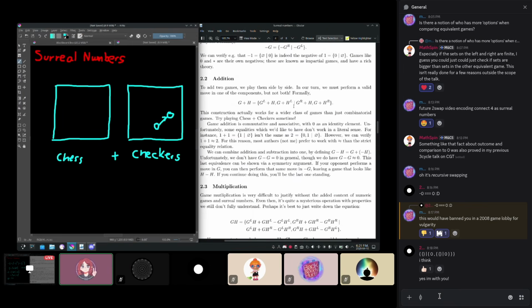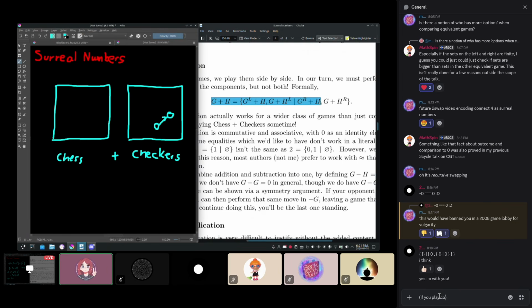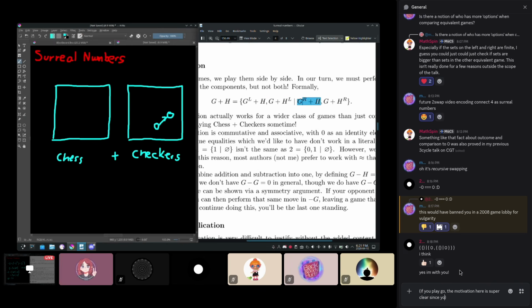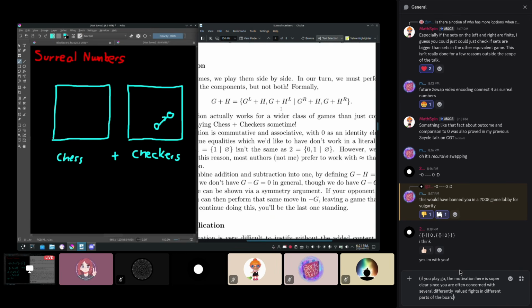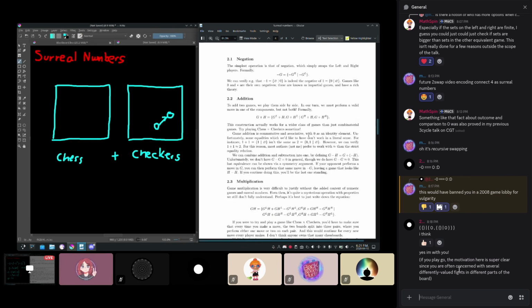And formally, if we write it down as an equation, we get this thing. The idea is that GL plus H just means that the left player made a move in G. G plus HL means that left made a move in H. GR plus H means that right made a move in G, and G plus HR means that right made a move in H. So those are the options, right? Each player can make a move for their own side in one of the games, but not in both. Does this make sense?